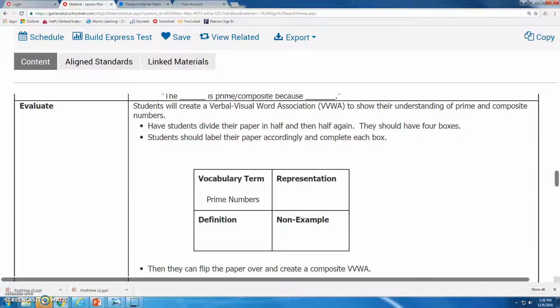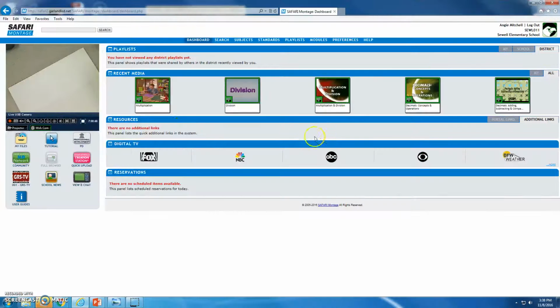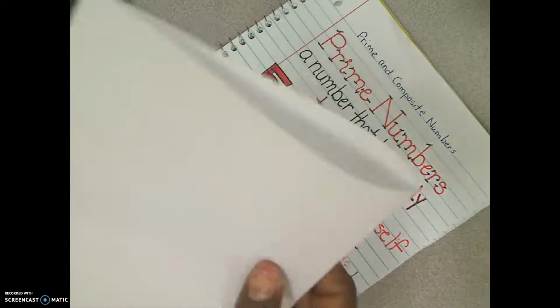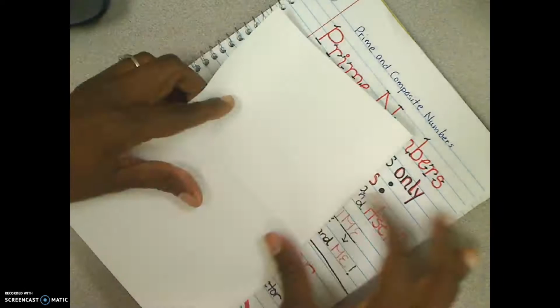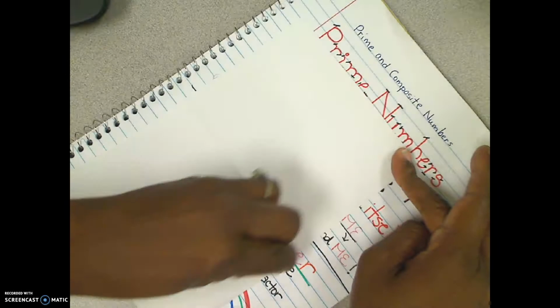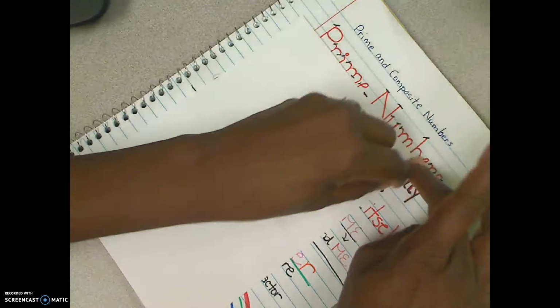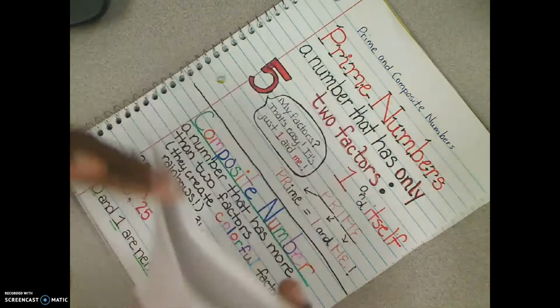All right, next, you're going to create a verbal visual word association for prime numbers and composite numbers. So the paper that I gave you earlier, you're going to get that out. Here's mine. I'm going to take it and fold it in half. Nice and beautiful. And then I'm going to take it and fold it into fours.